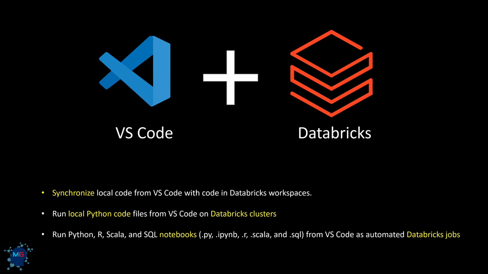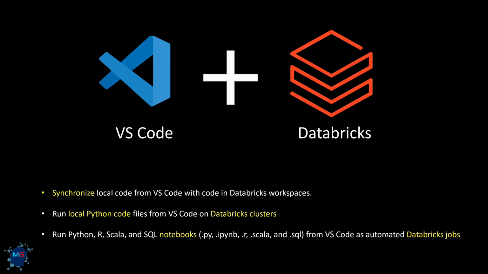But be cautious, this is not a bidirectional synchronization. That means if you change a code in Databricks, that code won't change on your local machine. But if you change the code on your local machine, it will automatically get updated in Databricks because this is the direction that is synchronized.